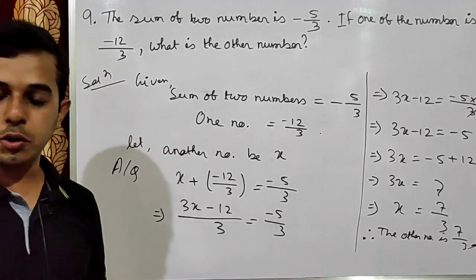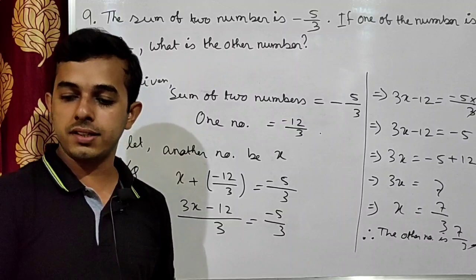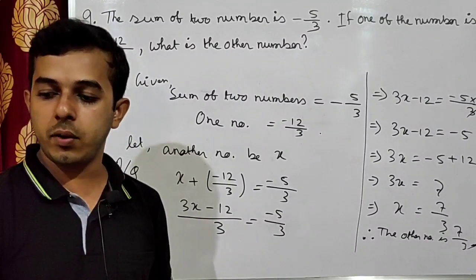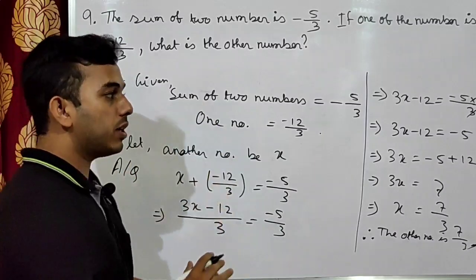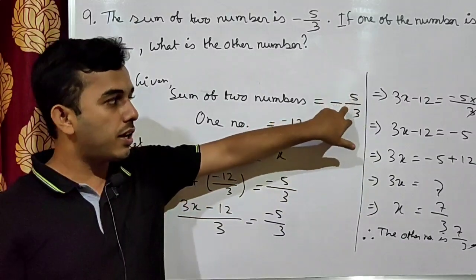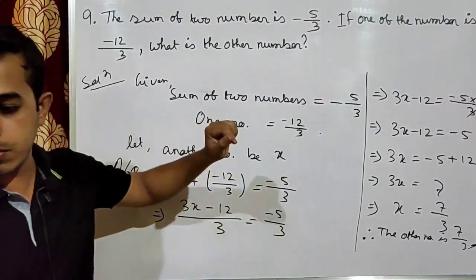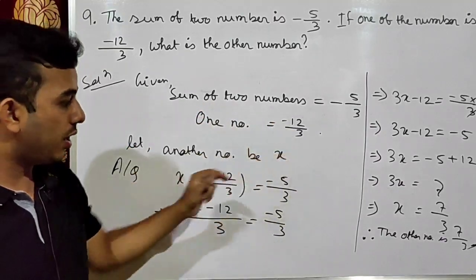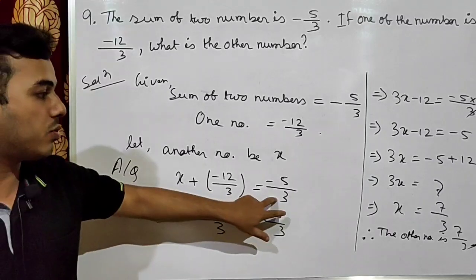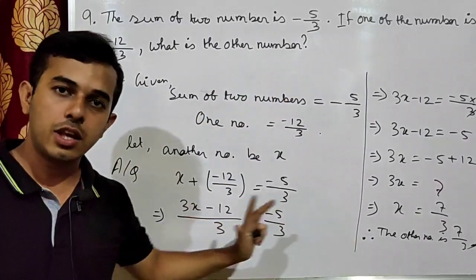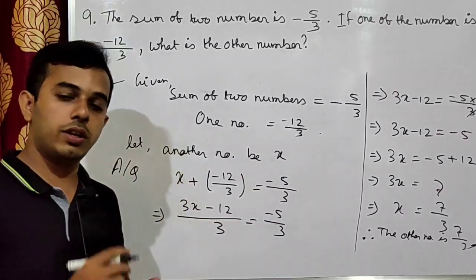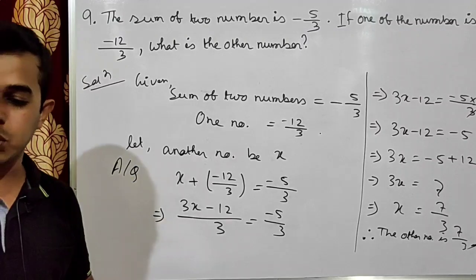So our next question, that is question number 10, is also the same. Question number 10 says that the sum of two numbers is minus 23 by 9. If one number is 5 by 9, what is the other number? Exactly the same. You just put here the sum of the two numbers as minus 23 by 9 and one number is 5 by 9. Okay, and let the other number be x. Here it will be 5 by 9 minus 23 by 9. Then you proceed like this, you will find the result. Very good.